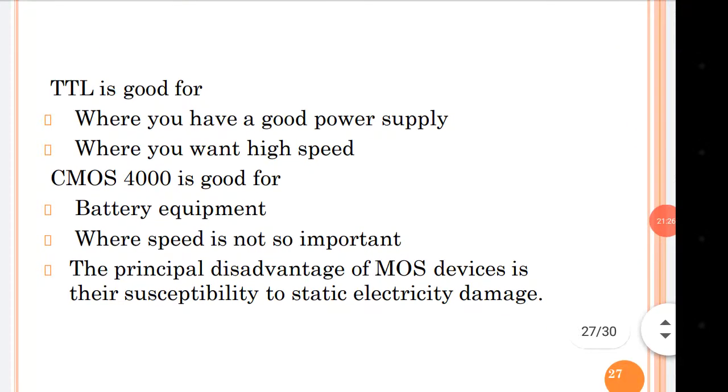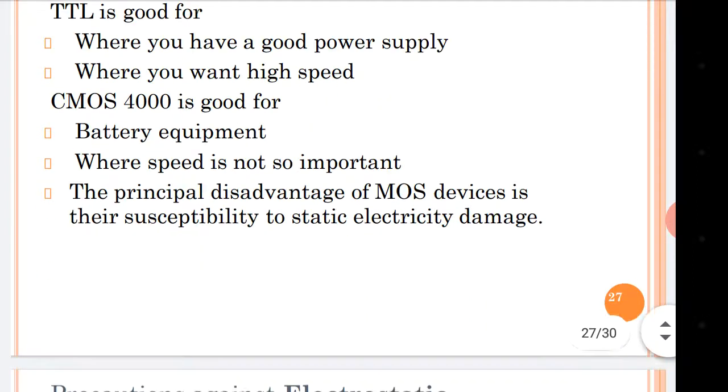In this slide we will be talking about TTL being good where you have a good power supply, where you want high speed. CMOS 4000 is good for battery equipment, where the speed is not so important. The principal disadvantage of MOS is their susceptibility to static electricity damage.